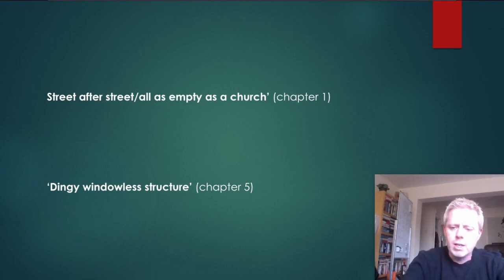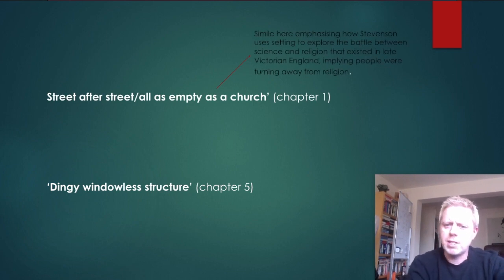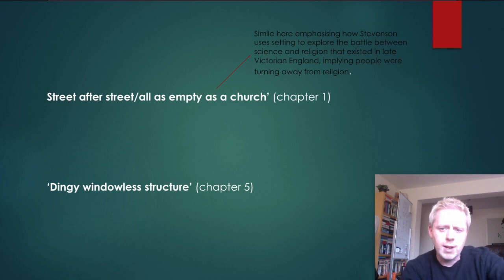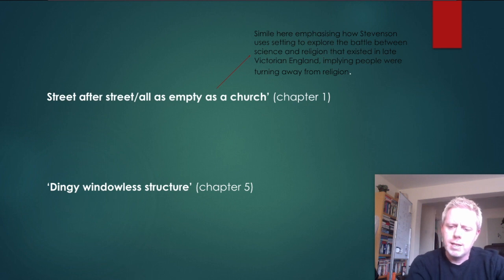Street after street, all as empty as a church. Okay, setting. Similarly here, emphasising how Stevenson uses setting to explore the battle between science and religion that existed in late Victorian England, implying people were turning away from religion. Remember, Darwin's theory of evolution had been published just 25, 30 years earlier, which stated that we were descendants from ape. So not creationists, not the Garden of Eden, not Adam and Eve. So the real battle between science and religion, and the implication here is people were turning away from religion.